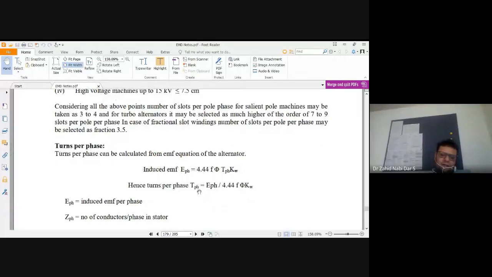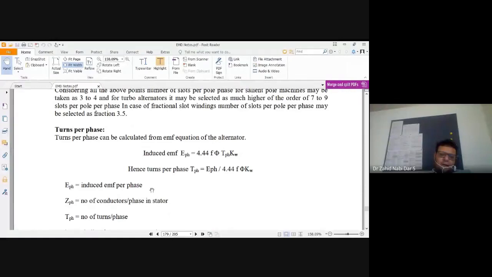So the turns per phase: if it is star connected, you divide the line voltage by root 3; if it is delta connected, you use the same voltage as it is, divided by 4.44 f phi Kw. E phase is the induced EMF per phase. Z phase is the number of conductors per phase in the stator. Once you have calculated T phase, one turn has two conductors, so Z phase in a single phase machine would be two times T phase, and for a three phase machine it would be six times T phase.